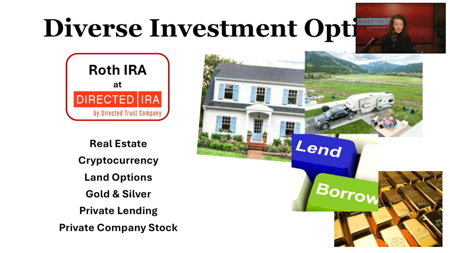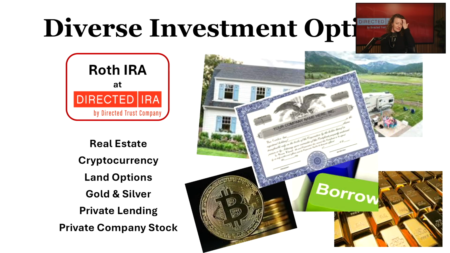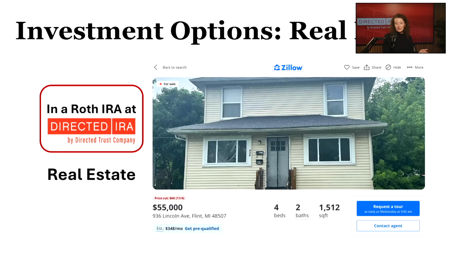All right. As we said before, with the diverse investment options, you can do real estate, you can do RV parks, commercial buildings, you can have Bitcoin, you can lend, you can do gold. The sky's the limit. There's really no end to what you can actually invest into. So let's look at one example of somebody who's investing in real estate with their Roth IRA at Directed IRA. This is a Zillow listing. This is an actual real Zillow listing. And this is from a listing out in Flint, Michigan.